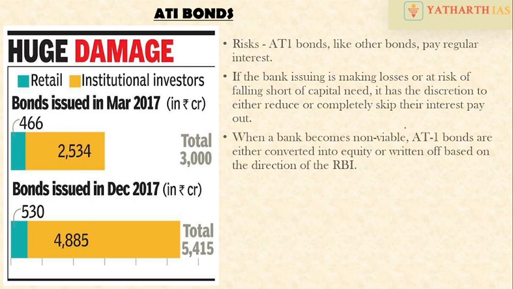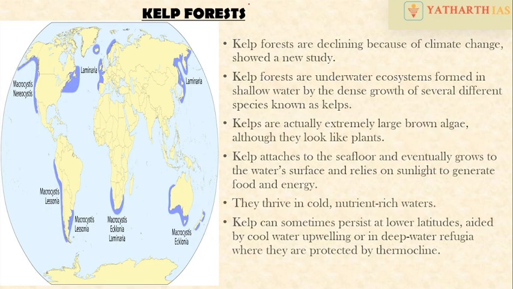So the risks involved: AT1 bonds, like other bonds, pay regular interest. If the issuing bank is making losses or at risk of falling short of capital needs, it has the discretion to either reduce or completely skip their interest payout. So when a bank becomes non-viable, AT1 bonds are either converted into equity or written off based on the direction of the RBI. The next topic is kelp forests.